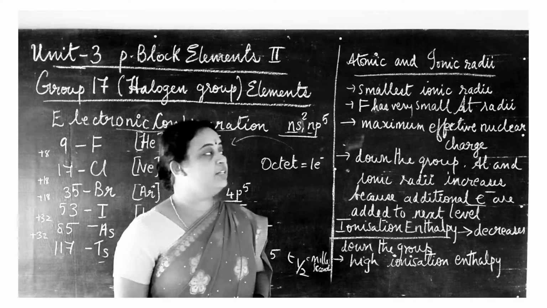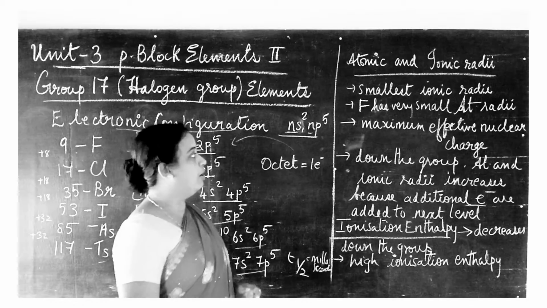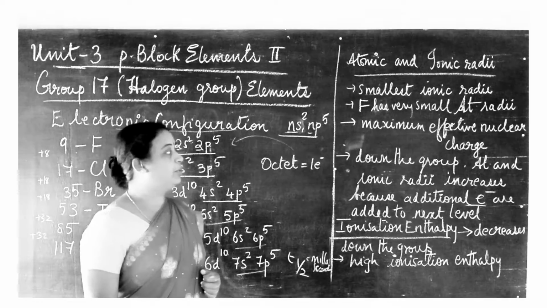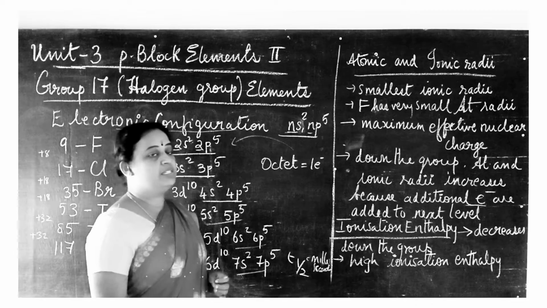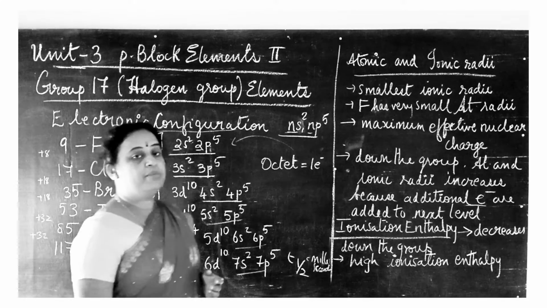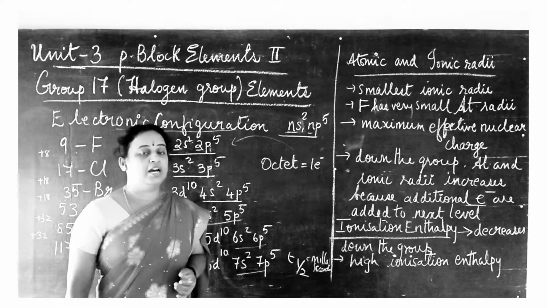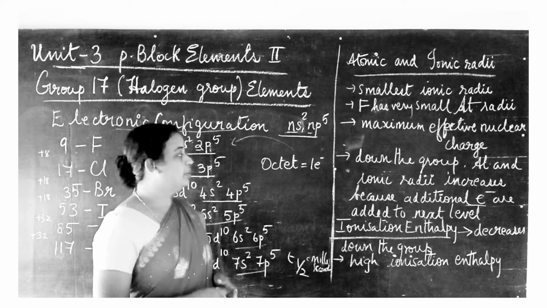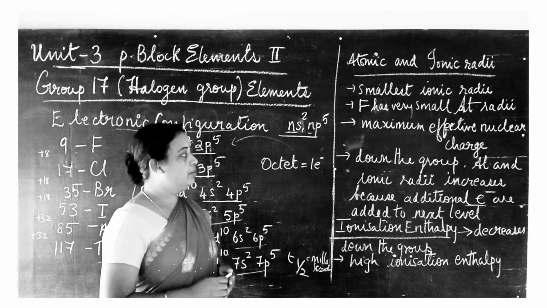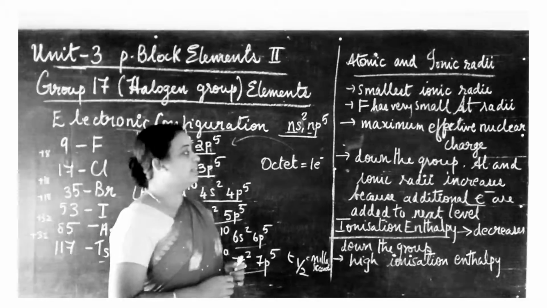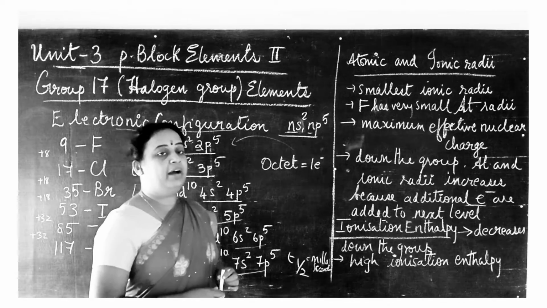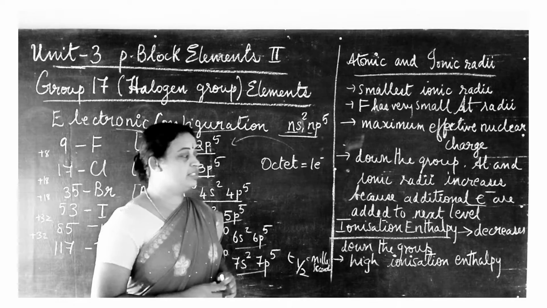In the case of halogens, the atomic and ionic radii are very small. Fluorine has a very small atomic radius. The reason for this small atomic or ionic radii is the maximum effective nuclear charge and the shielding effect. While coming down the group, the ionic radii and atomic radii both increase.